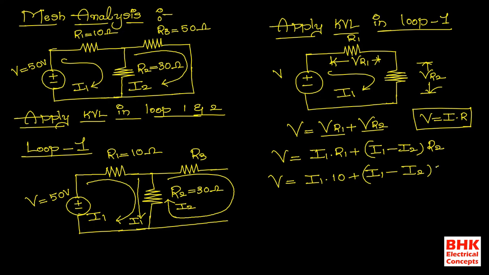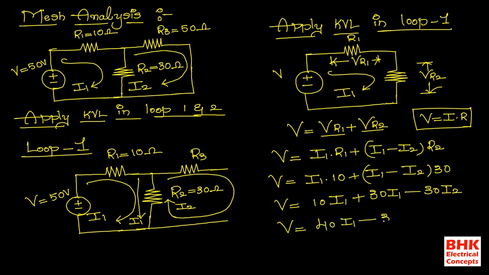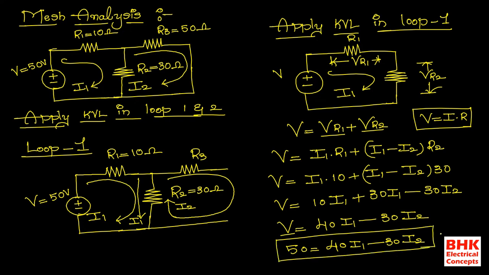Now coming to R2. R2 is how much? 30. Now V is equal to 10 I1, plus, by simplifying, 30 I1 minus 30 I2. Now V is equal to 10 I1 plus 30 I1, which gives 40 I1 minus 30 I2. Now we know that the applied voltage in the circuit is 50. So here 50 is equal to 40 I1 minus 30 I2. Now this is expression 1 we are getting from loop number 1.